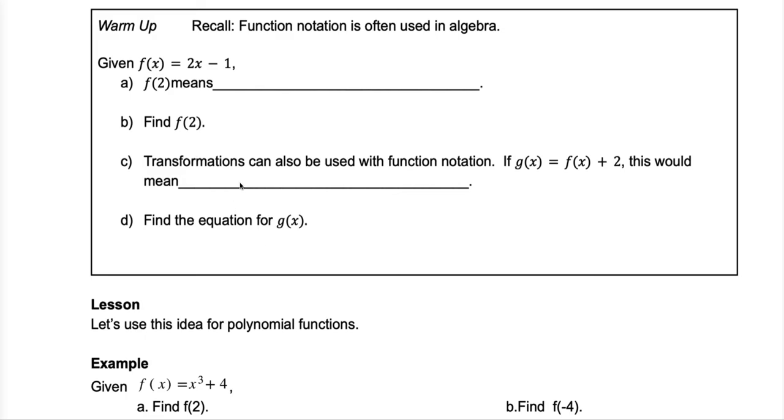What does that mean to do? Like, what would you do if f of 2? That should tell you something. You've got some people around you that you can confer with.